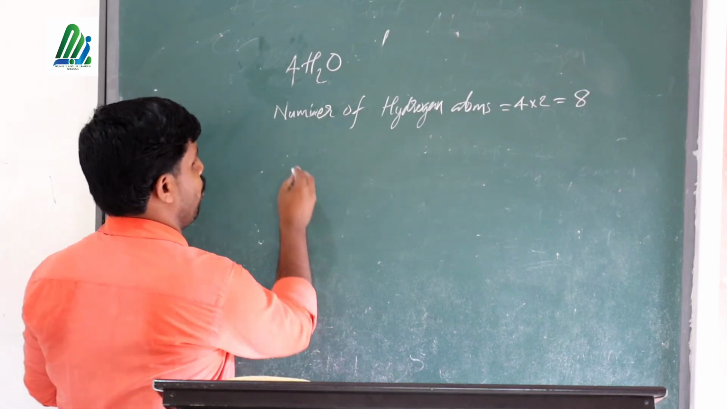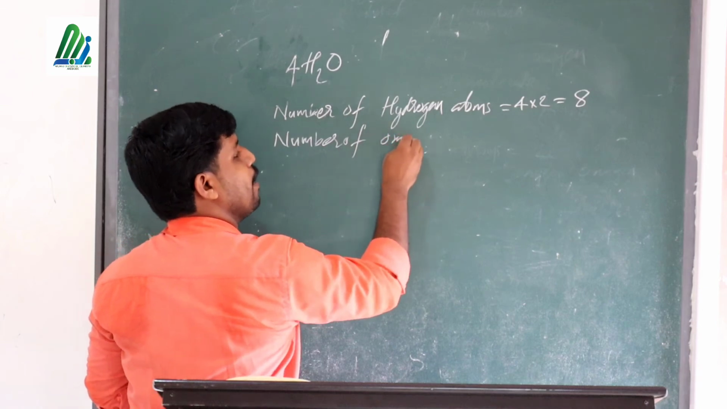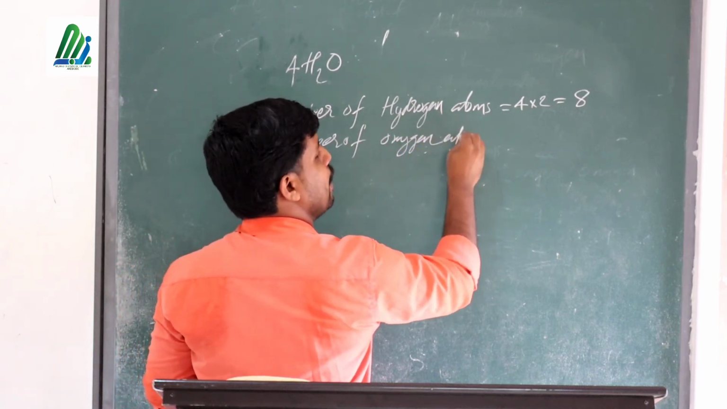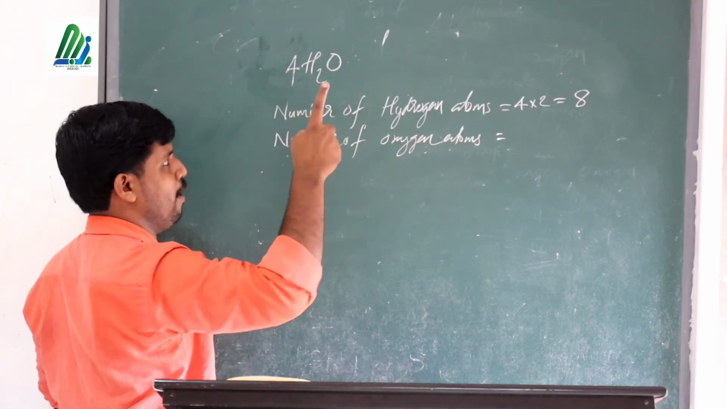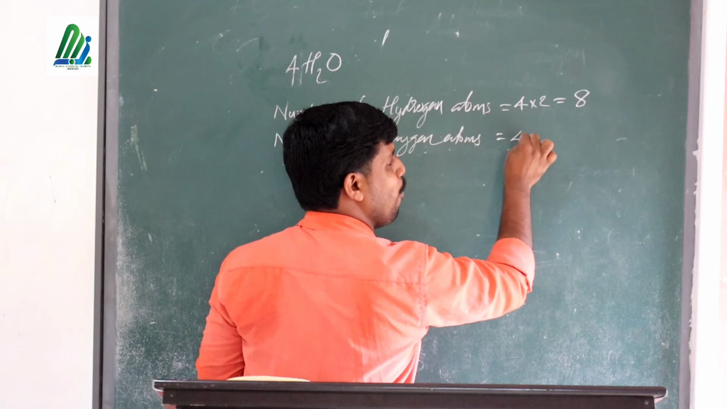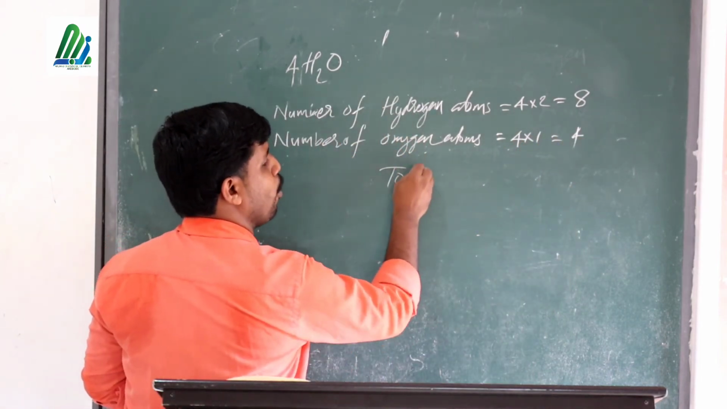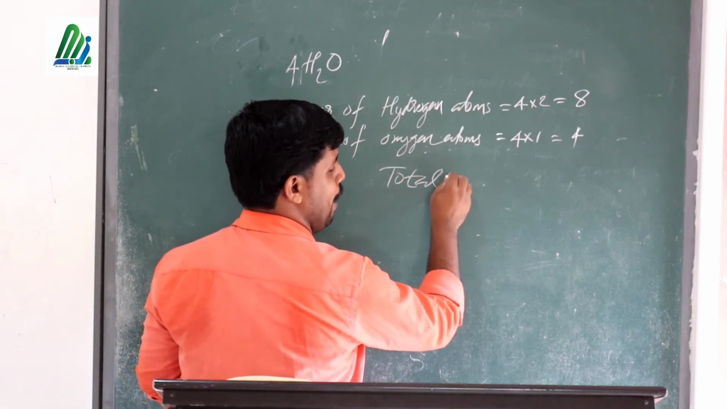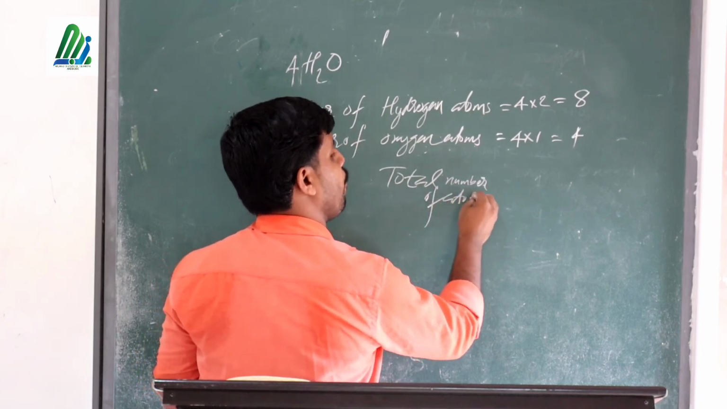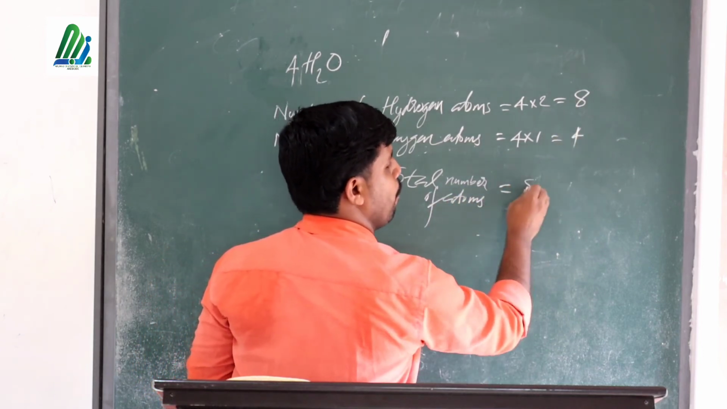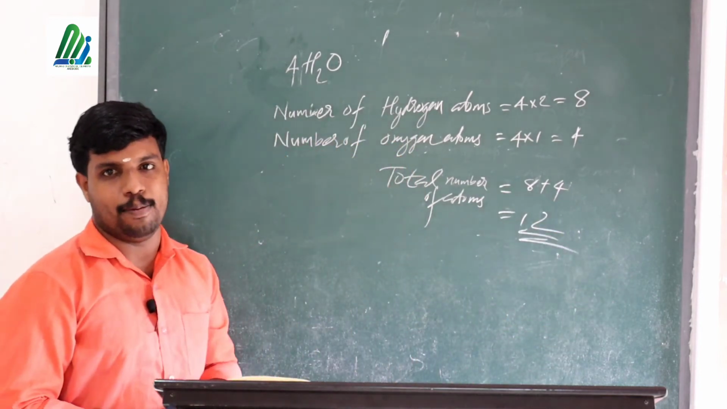Then we want to check the number of oxygen atoms. In one molecule, how many oxygen atoms? 1. So in 4 molecules, 4 into 1 is equal to 4. Then total number of atoms is equal to 8 plus 4, that is equal to 12 atoms. Okay, 12 atoms. It is a method.